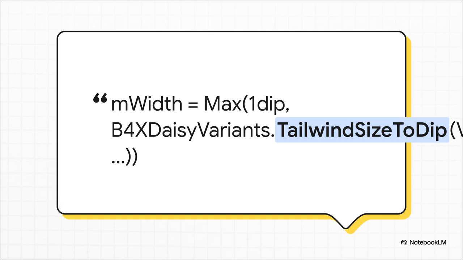Now, this might look a little technical, but check this out. This is an actual line of code from the library. See that function, Tailwind size to dip? That's the heart of the engine. It takes a super simple token, like W_full, or just a number, and it translates it into the exact device-independent pixels, or dips, that Android needs to draw the view.